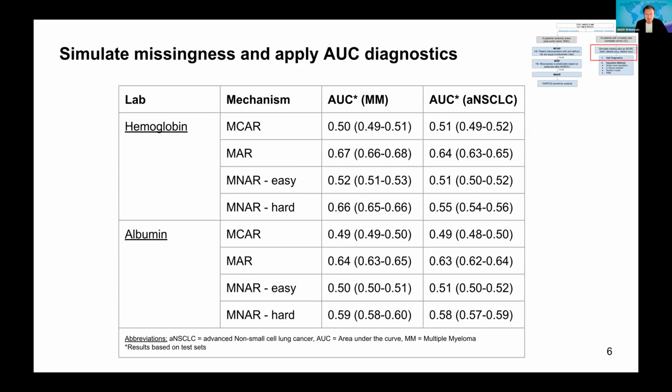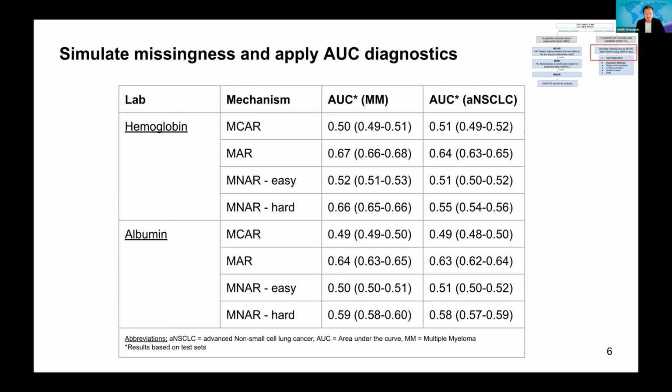And so the results when we applied the AUC diagnostics based on the random forest classification to our simulated missingness mechanisms in the complete cohort suggested that, as expected, AUC values for missingness completely at random clustered around 0.5. So the missingness was not predictable. The same was also observed for MNAR-easy, for which the random forest classifier was not able to predict the missingness after dropping two variables from the data set, which we do to introduce the missingness.